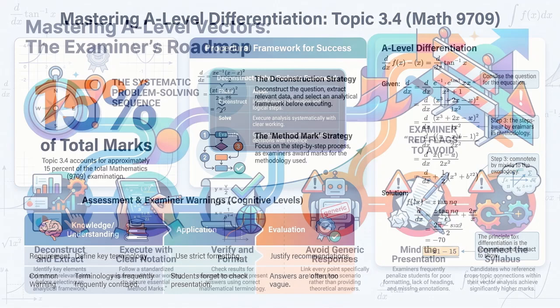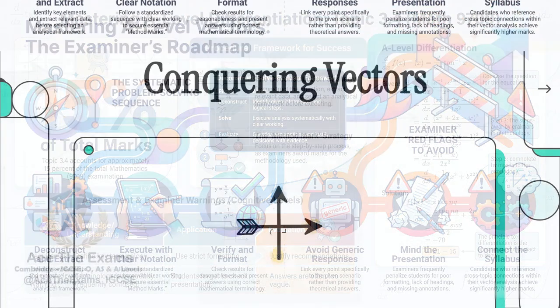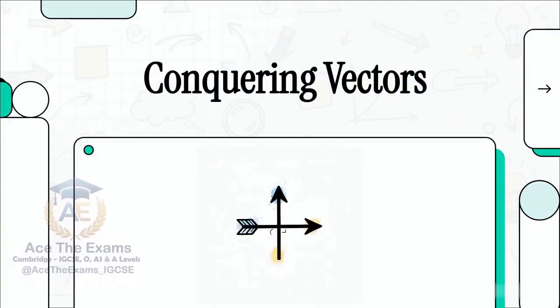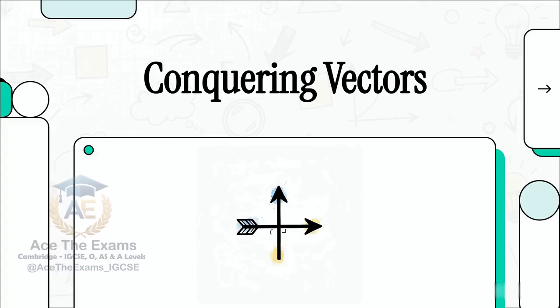Welcome to this explainer. I'm your managing director, and I'm absolutely thrilled you're here today because we are going to do something highly strategic. We are cracking the code on Cambridge 9709 vectors. But we aren't just looking at this like a standard classroom lesson.